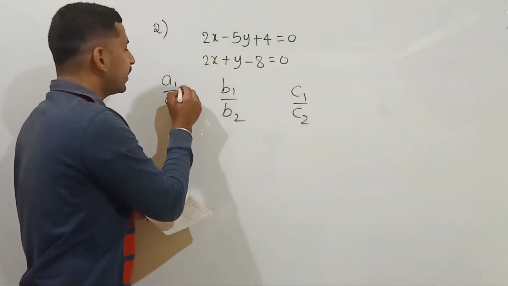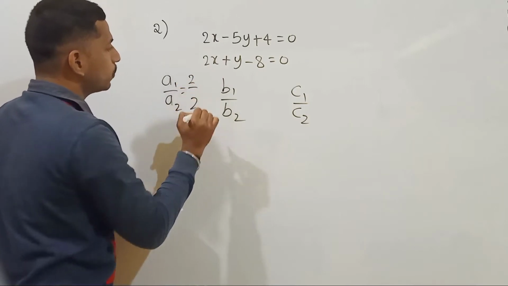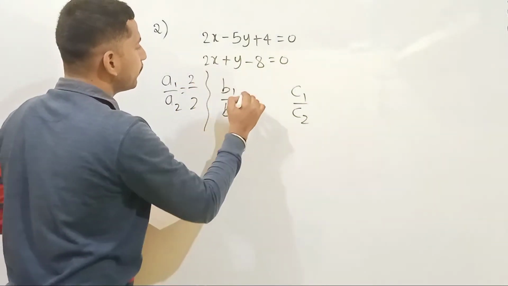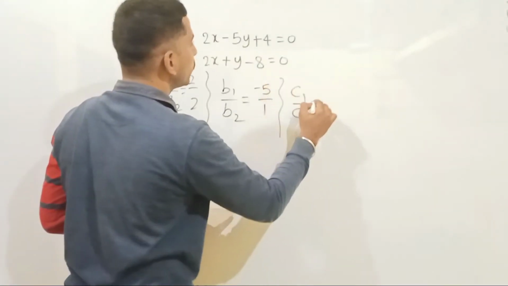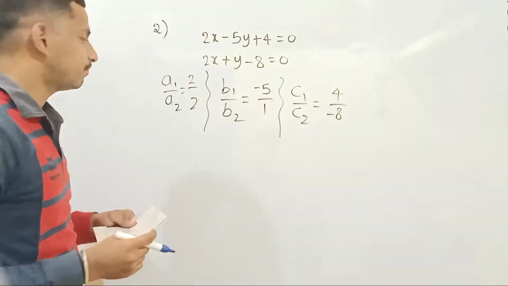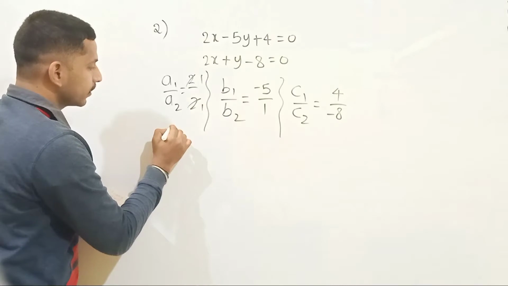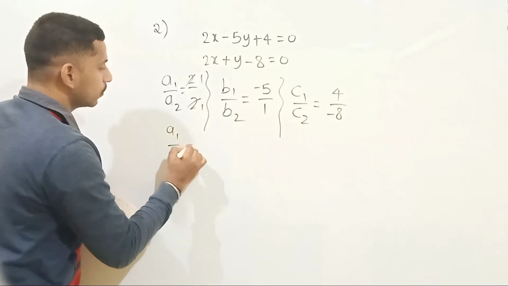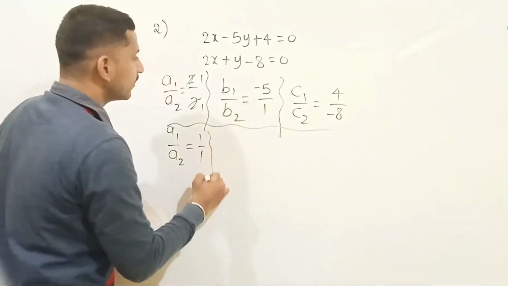Now let me find a1 by a2. What is a1 by a2 here? 2 by 2. What is b1 by b2 here? Minus 5 by 1. What is c1 by c2 here? 4 by minus 8. Isn't it? Now a1 by a2, the 2 gets cancelled. a1 by a2 is equal to 1 by 1. It is nothing but 1. And what is b1 by b2?